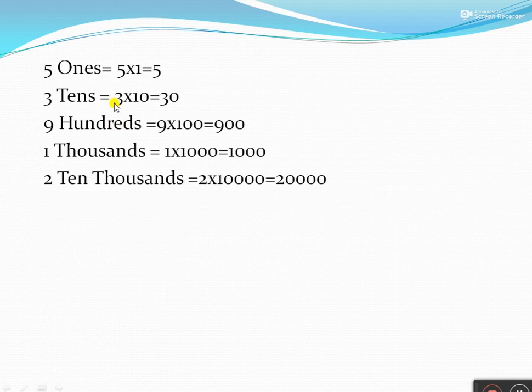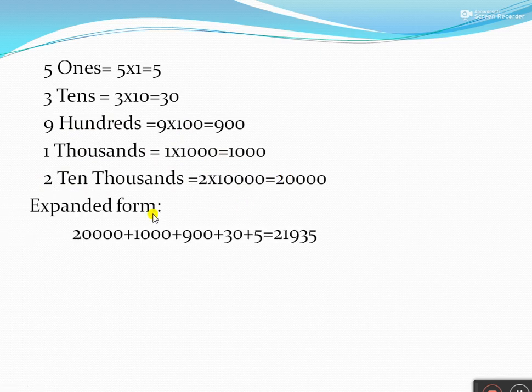This is the expanded form. 5 is in the ones place, so we have to multiply. 5 as a ones place, so 5 multiplied by 1 is equal to 5. 3 is in the tens place, so 3 multiplied by 10 is equal to 30. 9 is also the same, the hundred place, that's why we multiply by 100. 1 is in the thousands place, so we multiply by 1000. 1 multiplied by 1000 is equal to 1000. 2 is in the 10,000s place, so 2 multiplied by 10,000 is equal to 20,000.